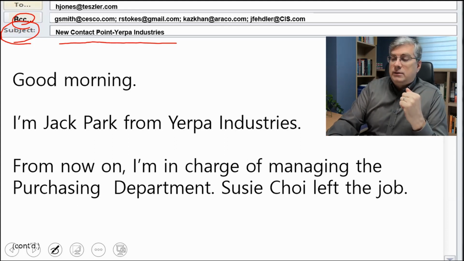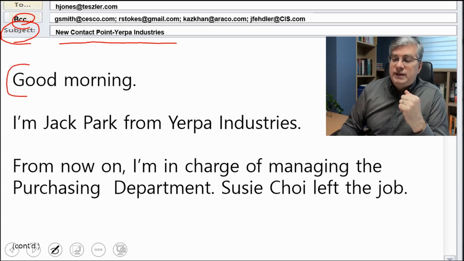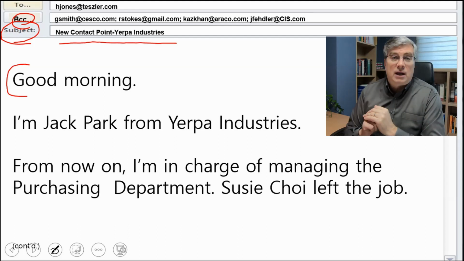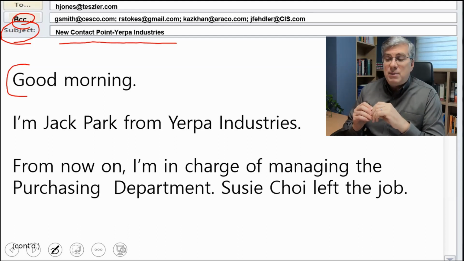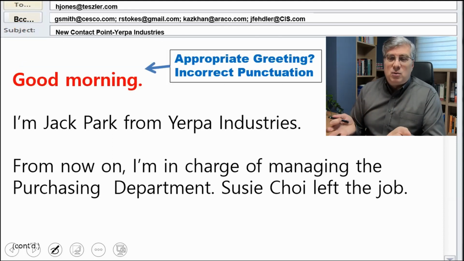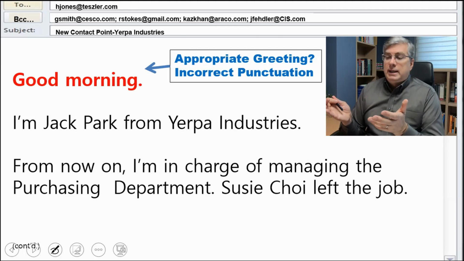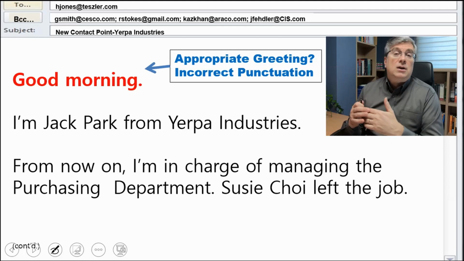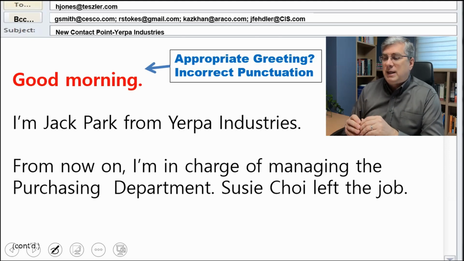What about the salutation? The salutation, of course, is here. Is that an appropriate salutation for this email? Probably not. How do you know that all these people will receive this email in the morning? Some of them might be receiving it in the afternoon, or you don't know. And it's a mass email. Probably not a good idea to use good morning, good afternoon, something like that.